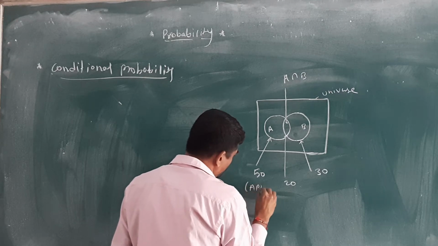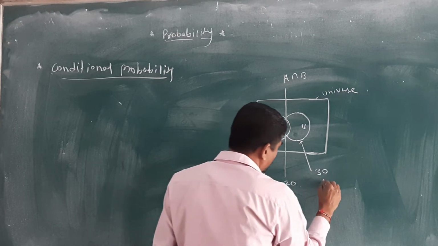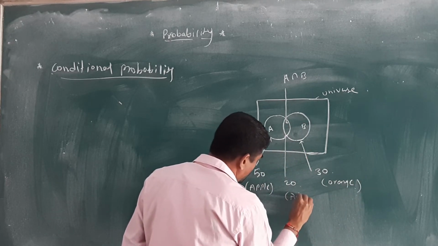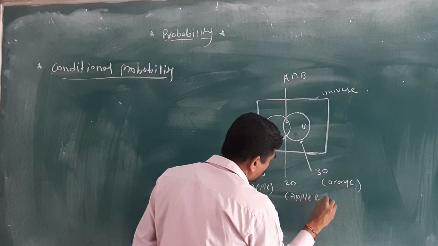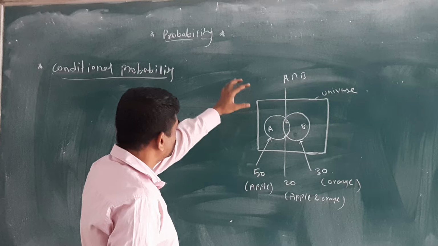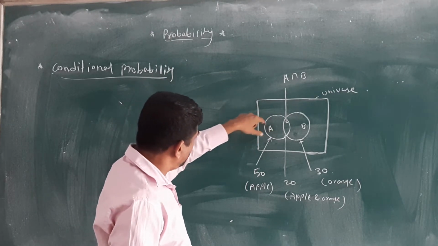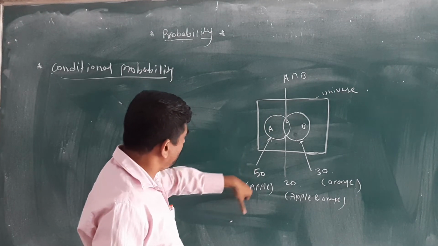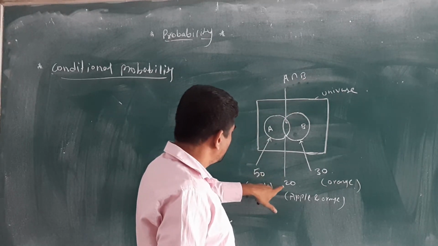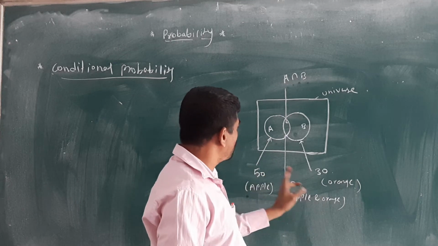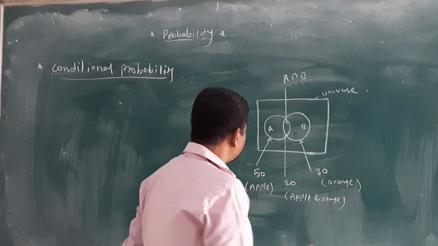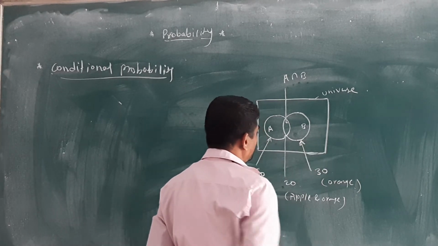Here is a very simple example I have taken. Apple, then here is orange, and here they like both apple and orange. We have considered 100 students. Out of those 100 students, 50 students like apple. Then A and B students, or A intersect B, 20 students like both apple and orange. And B students only like the orange. The count is 30.